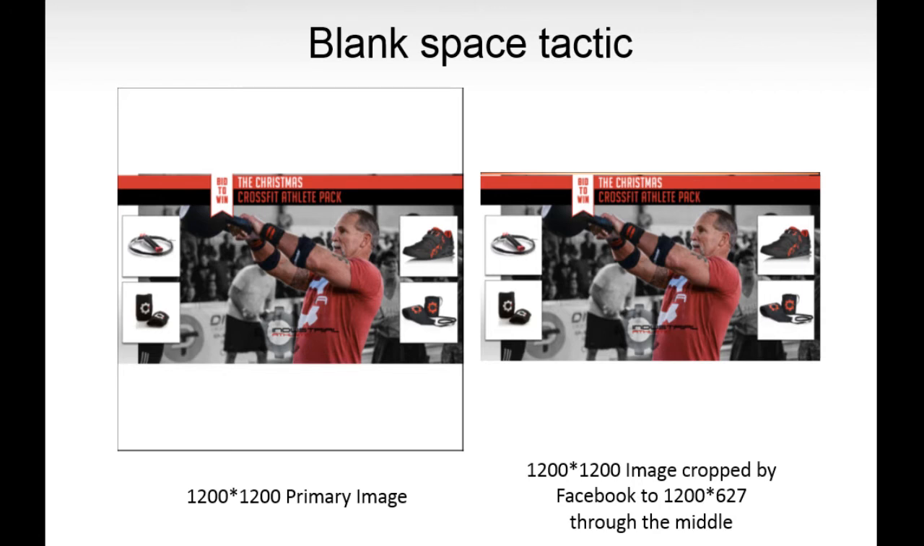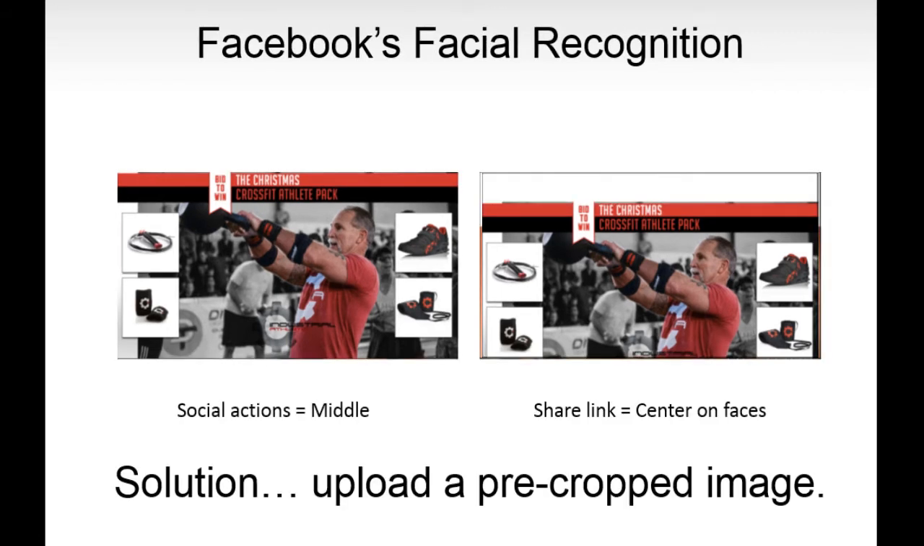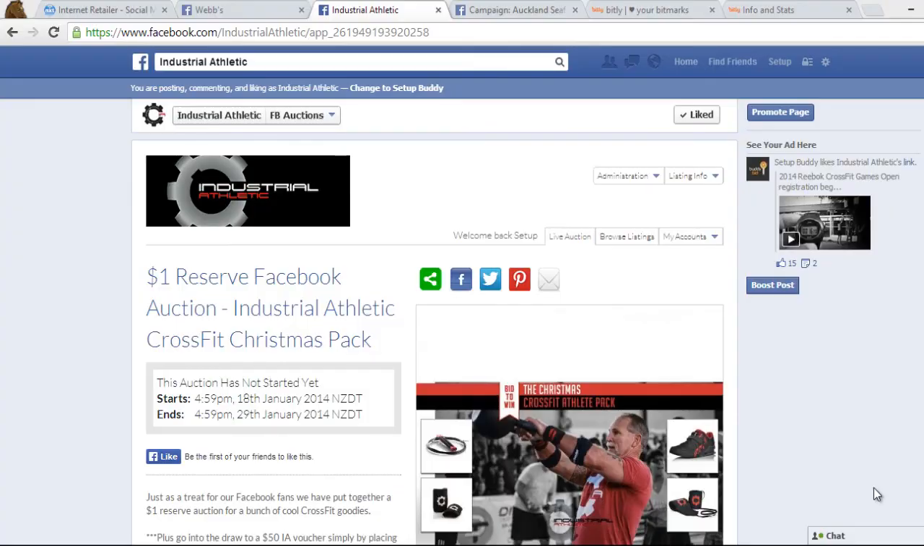The only challenge then is Facebook uses facial recognition software. So when you share a link, it will automatically center the image on any faces. Social actions will automatically crop through the middle as usual, no matter how many faces are in there. But when you share a link, it will center on the faces. The solution to this is upload a pre-cropped image. Let me show you what I mean.